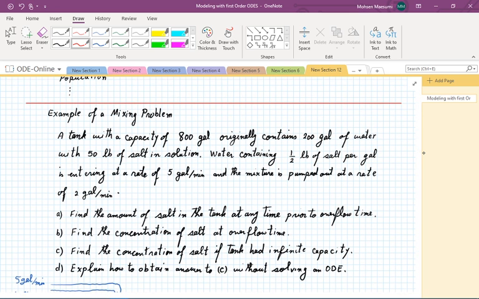So what is it that we are after? We are going to be looking for several things. Find the amount of salt in the tank at any given time prior to overflow time. Find the concentration of salt at overflow time. Find the concentration of salt if the tank had infinite capacity. And finally, explain how to obtain the answer to this very last part without doing any of this and without having even taken a course in differential equations.